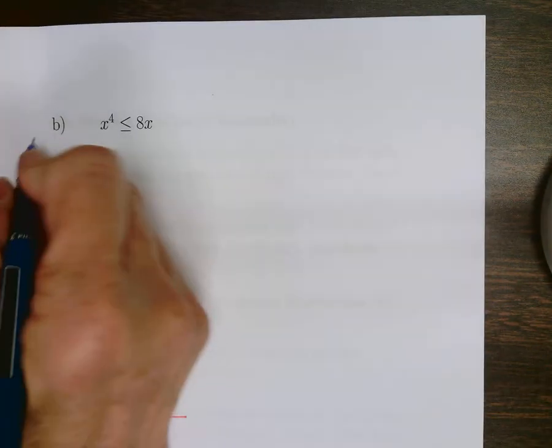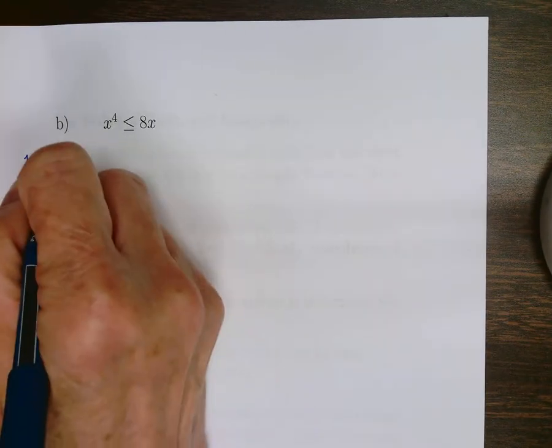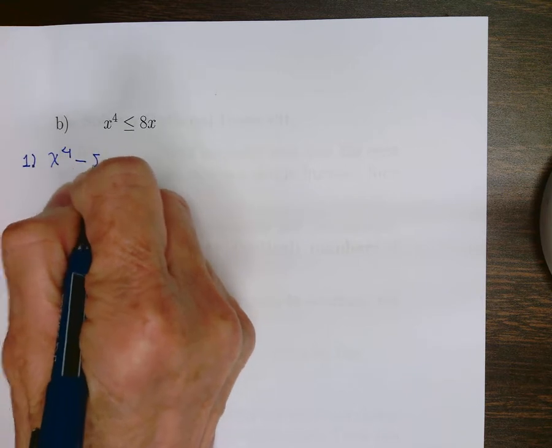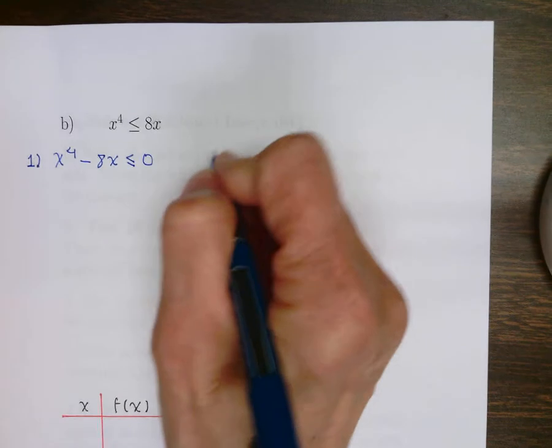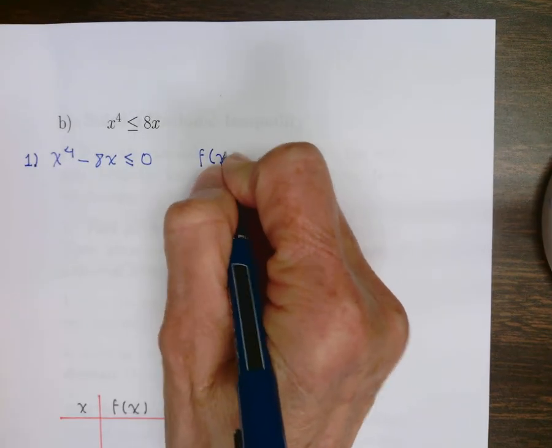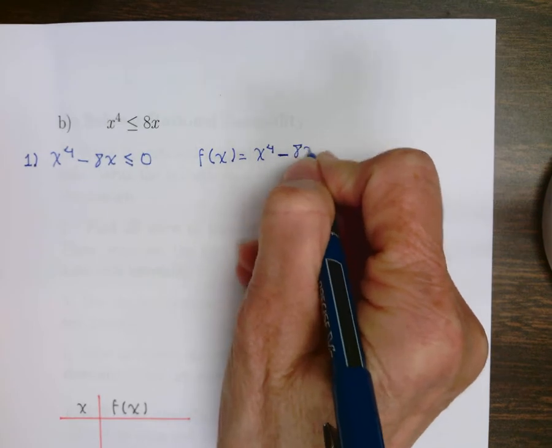x squared is less than or equal to 4x. The first thing I have to do is write this as a polynomial less than 0. And what that does is it gives us a new polynomial. We're going to call it x to the 4th minus 8x. Okay? And then what we're going to do with that is factor that. And we get x. Now we have a cube.